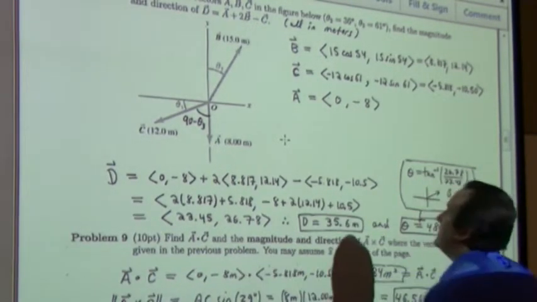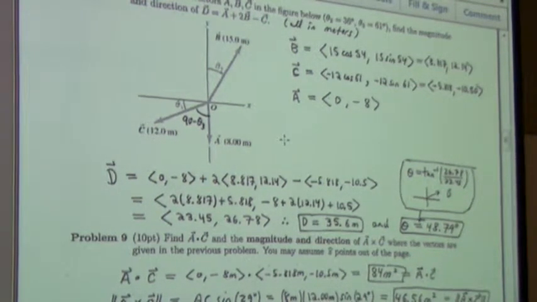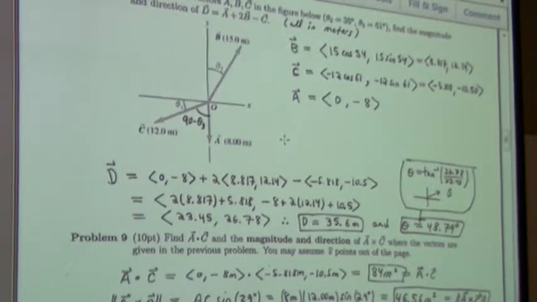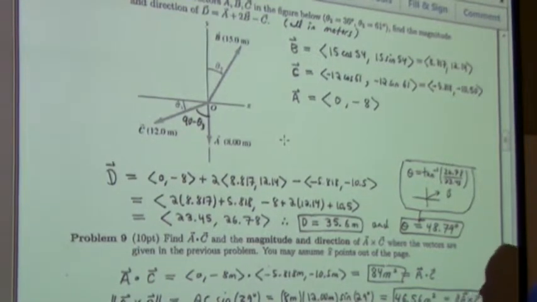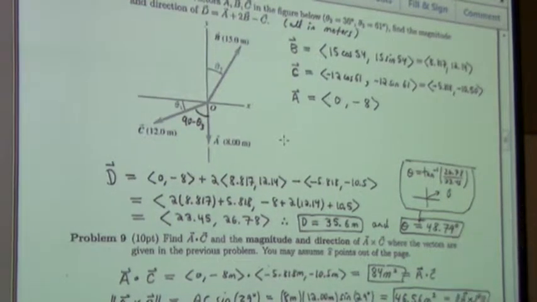So if you're not reading this problem carefully, you might be tempted to just add A, B, and C and answer like that. Of course, that would be wrong because that's not what I asked for, right? I asked for A plus 2 times B minus C here. So what you've got to do is figure out what A, B, and C are and then do that.